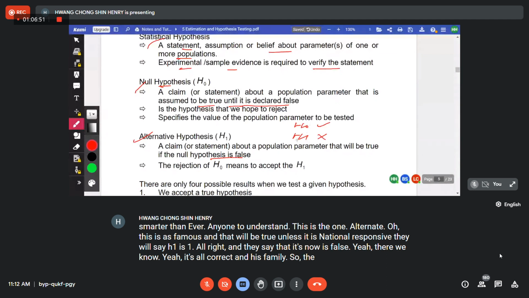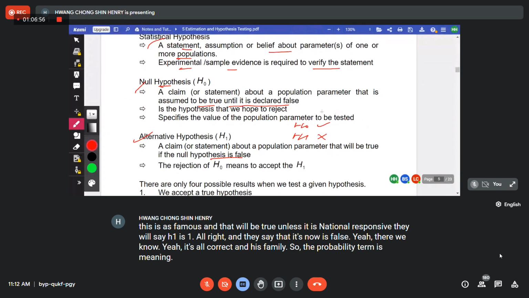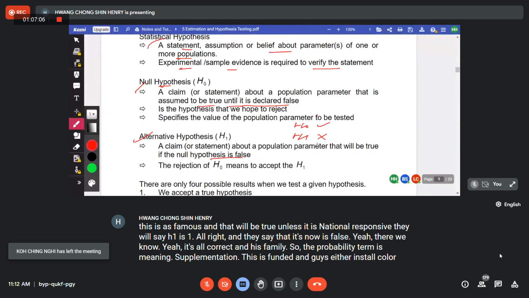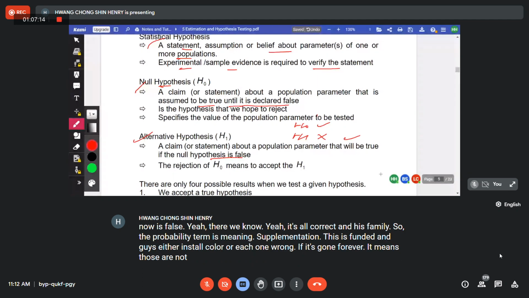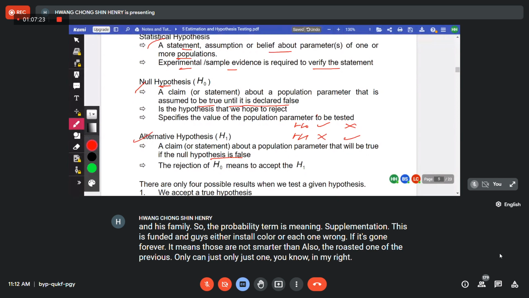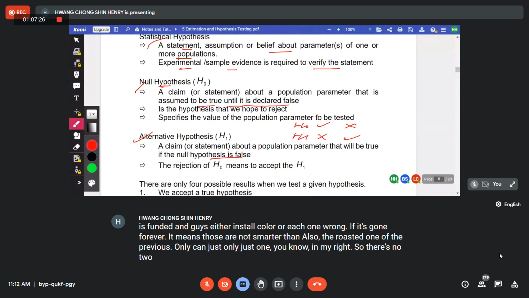So you have to prove which one is winning. Who wins? H0 wins or H1 wins? One can win only. Girls are smarter than guys: either H0 is correct or H1 is wrong. If H1 is correct, it means girls are not smarter than boys. So those who say H1, wrong already. Only can choose one, right? So there are no two correct ones.